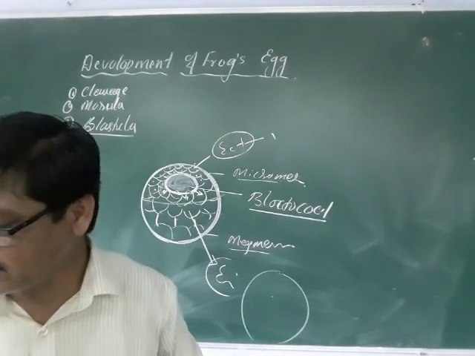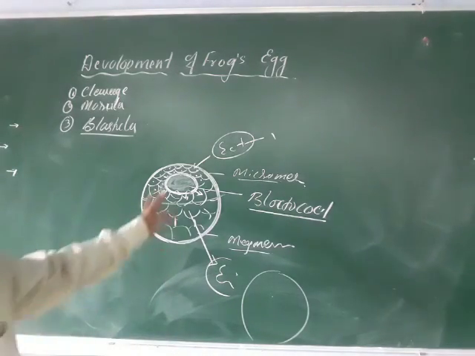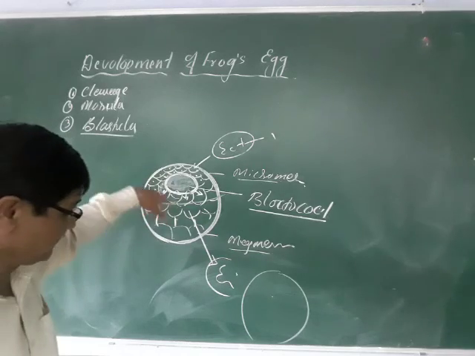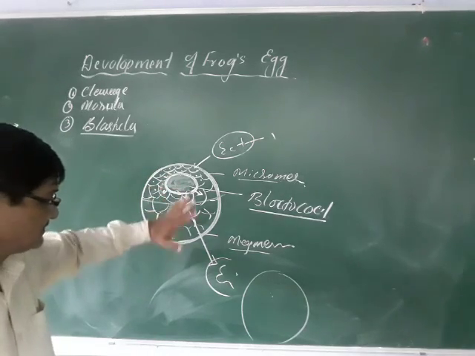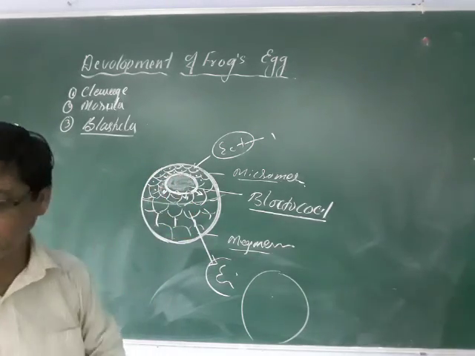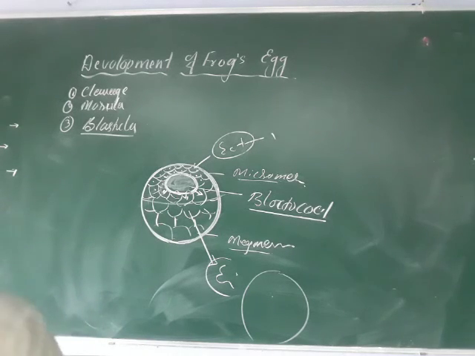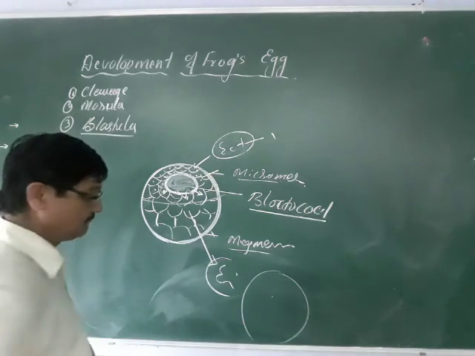What is the blastocele here? During the formation of the blastula, the cells undergo repeated rapid division and form a cavity, and that cavity is filled with blastocelic fluid. And always remember, these are the micromeres and these are the megameres, as I told.